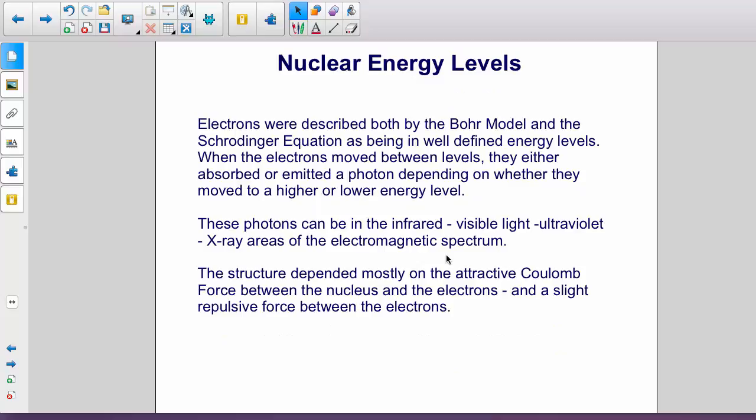Nuclear energy levels. Just like atoms, nuclei also have energy levels. Electrons were described both by the Bohr model and the Schrödinger equation as being in well-defined energy states. When the electrons moved between these states, they either absorbed or emitted a photon depending on whether they moved to a higher or lower energy level. These photons in atomic transitions can be in the infrared, visible, ultraviolet, or even X-ray areas of the electromagnetic spectrum. The structure depended mostly on the attractive Coulomb force between the nucleus and the electrons, and a slight repulsive force between the electrons.